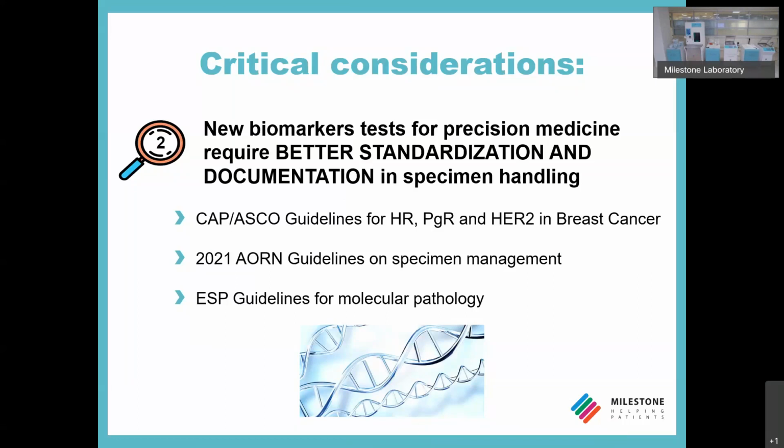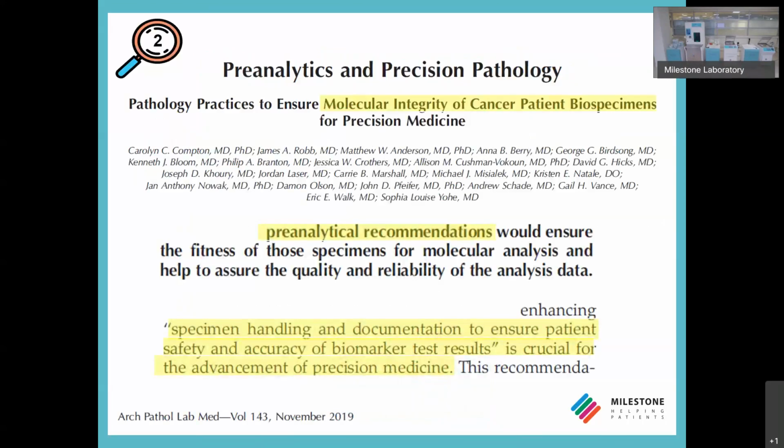For this reason, new guidelines have been released by pathology associations around the world, like the College of American Pathologists and the European Society of Pathology. I will show in a moment a few examples. This paper, for example, published recently, in November 2019, in the Archives of Pathology & Laboratory Medicine, was done by a larger group of pathologists, and it was a call to action to find pre-analytical recommendations for the molecular integrity of cancer patient biospecimens.